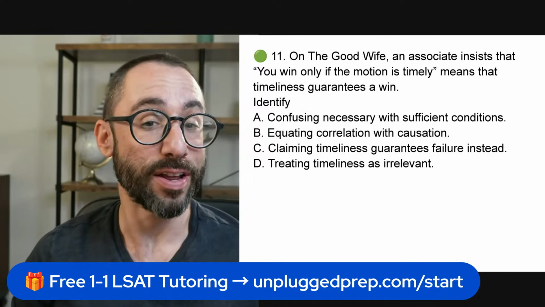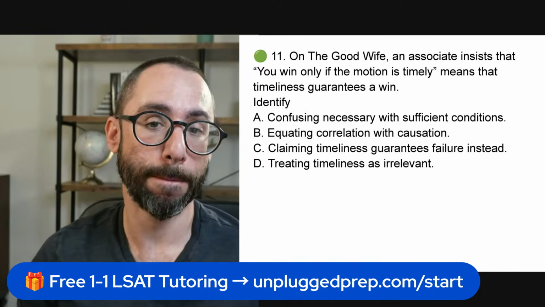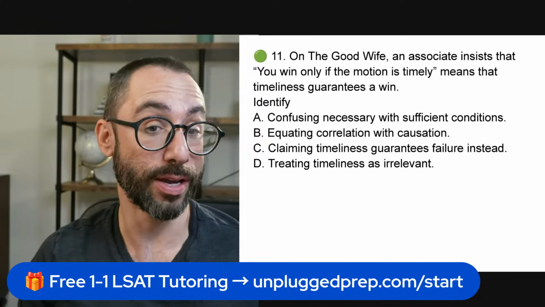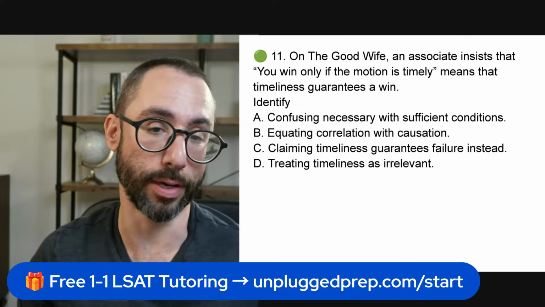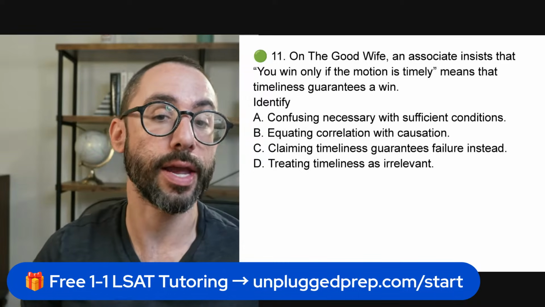Interpret or identify what they're doing in this passage with regard to the conditional statement. So the associate is saying that you win only if the motion is timely, and they're interpreting that to mean that timeliness guarantees a win. So are they committing a flaw? If so, what flaw would that be? Identify what's going on or articulate what's happening in this passage.